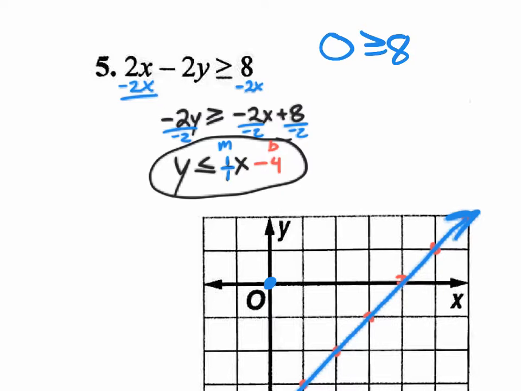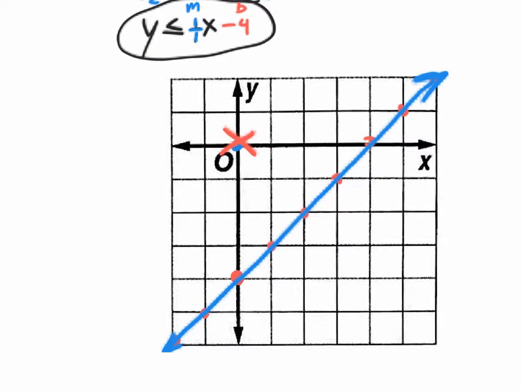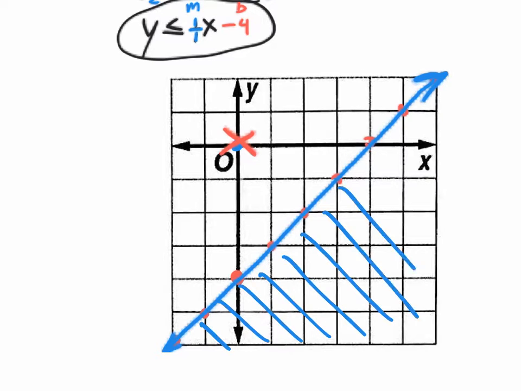False. Does not work. So 0, 0, this point does not work, right? So if that doesn't work, it means it's not an answer. So where are our answers at? On the other side. So we shade in the other side. Shade, shade, shade. If you have a highlighter, it's a good time to use a highlighter, right? And that's it.